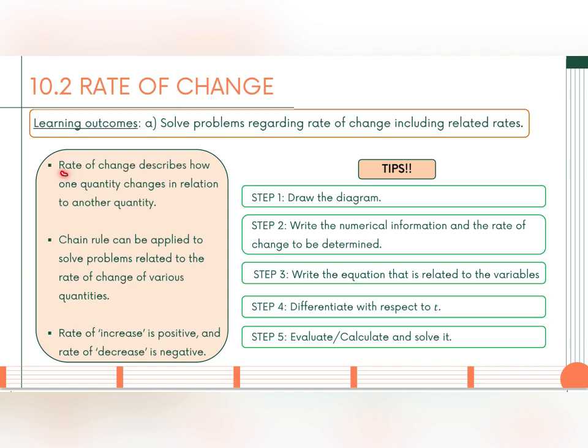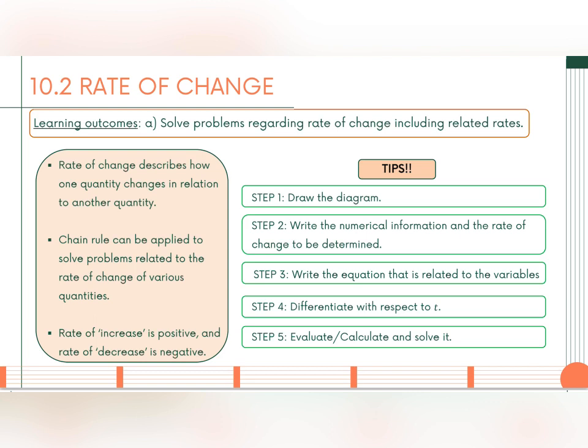So rate of change is actually describes how one quantity changes in relation to another quantity. So for example, kalau kita ada dy over dx, so kita tengok rate of y changes in terms of x with respect to x. So biasanya soalan yang melibatkan rate of change ini kita akan menggunakan with respect to t. So d over dt lah. Rate of change with respect to time.